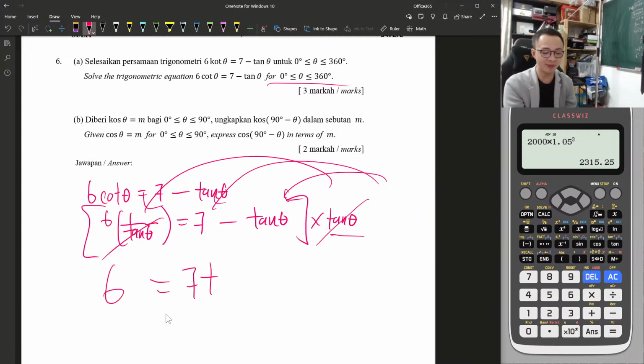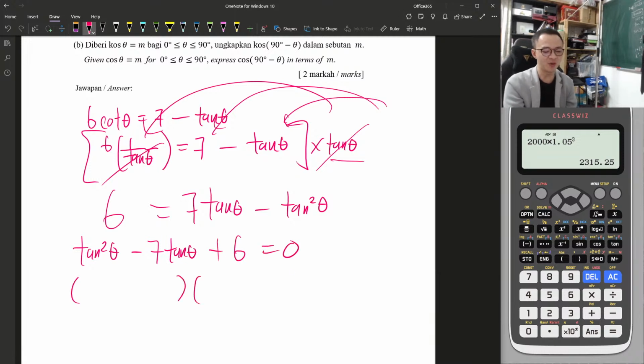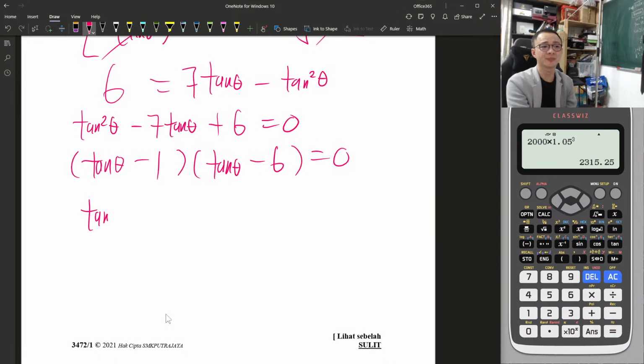Then I multiply the second one like this. Last one will be tangent squared theta. I rearrange everything to one side. Tangent squared theta minus 7 tangent theta plus 6 equals 0. And then we can straight away factorize. If you can't see this quadratic, you can just substitute tangent theta equals m or k. It doesn't matter. So this one should be 6 and 1, minus for both. So therefore, tangent theta equals 1 or tangent theta equals 6.